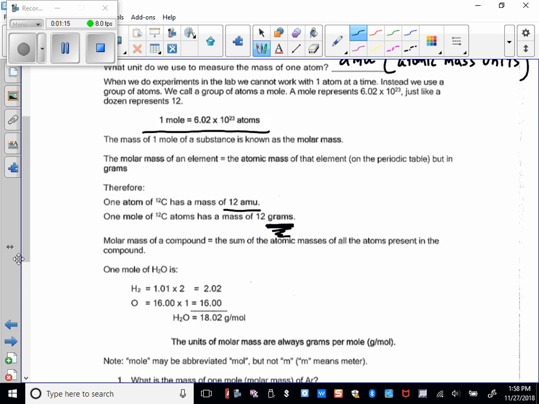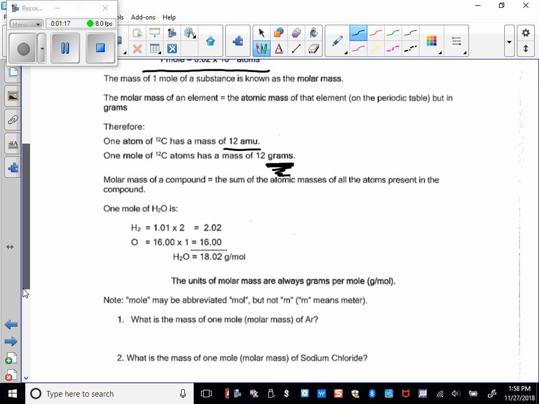So now we are going to find out what we mean by molar mass. Molar mass of a compound. Molar mass is the mass of how many of those units of those compounds? 1 mole of units. Does that make sense?